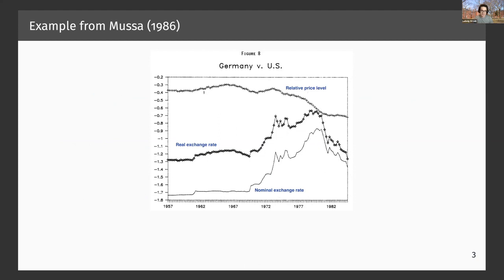Let me just throw you one plot in Mussa's original paper at you, from two of my favorite countries. So you see, Germany versus the US, you see that the nominal exchange rate at the bottom was basically flat up until 1970. Then there was some intermediate period starting 1973. It just fluctuated around, and the real exchange rate basically moved 1-for-1 with the nominal exchange rate.